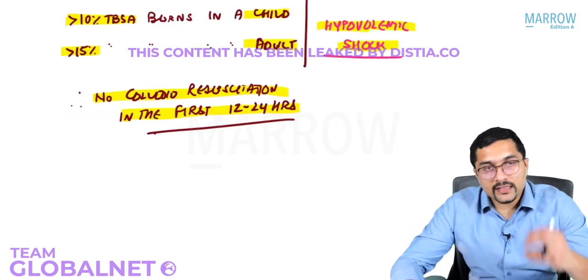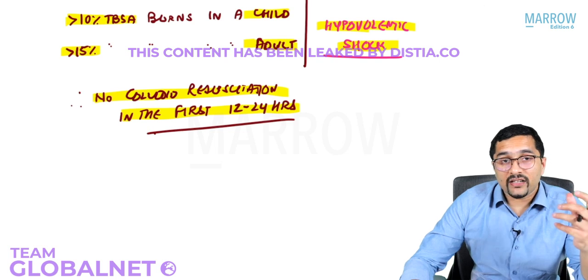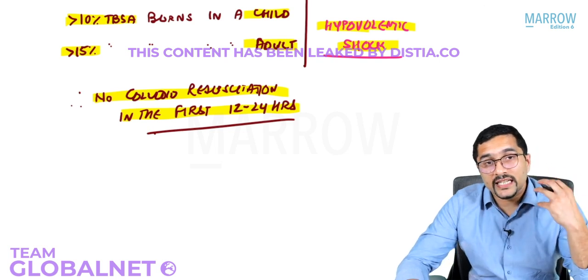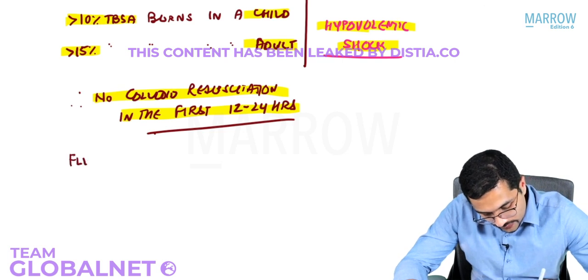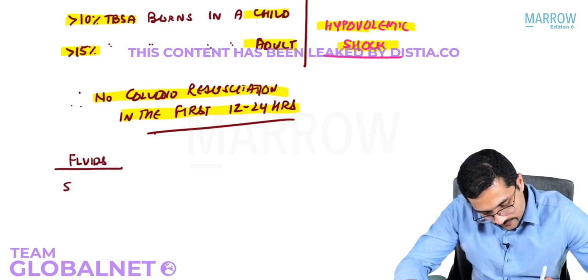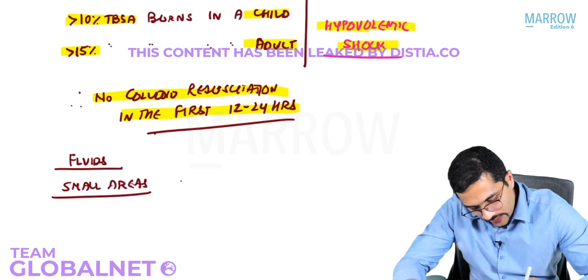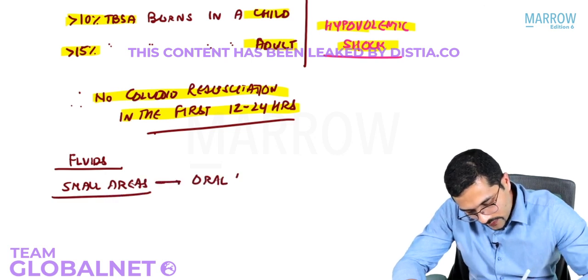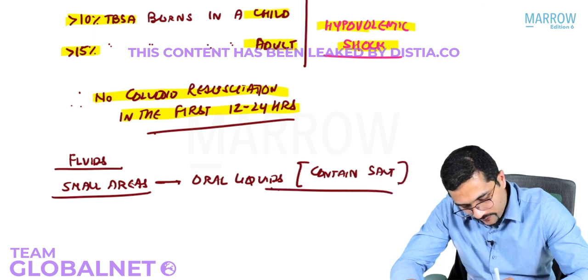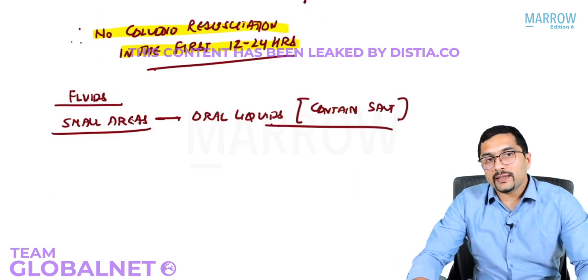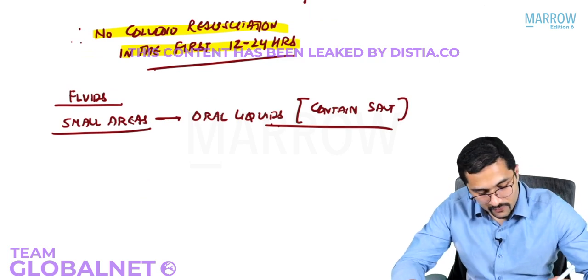Now, these patients are dehydrated. So in these dehydrated patients, we need to give them fluids. We need to replace fluids. Now, if there are small areas of burns, then we can give oral liquids. But these oral liquids should contain salt. Otherwise the patient is going to have salt wasting.